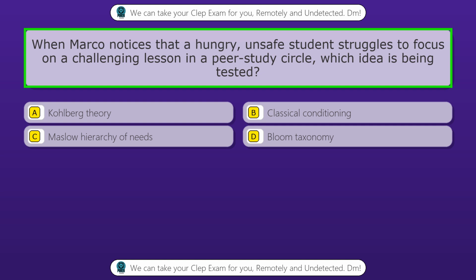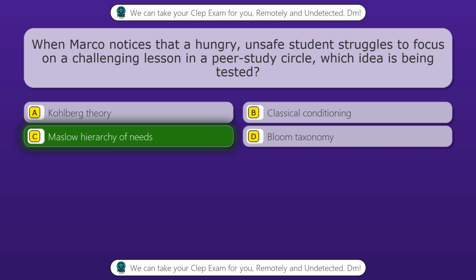Question 33. When Marco notices that a hungry, unsafe student struggles to focus on a challenging lesson in a peer study circle, which idea is being tested? Option A, Kohlberg theory. Option B, classical conditioning. Option C, Maslow hierarchy of needs. Option D, Bloom taxonomy. The correct answer is option C, Maslow hierarchy of needs.